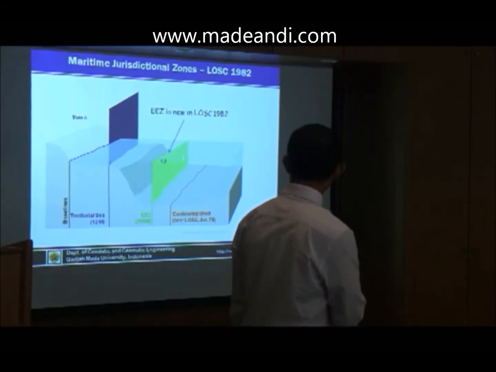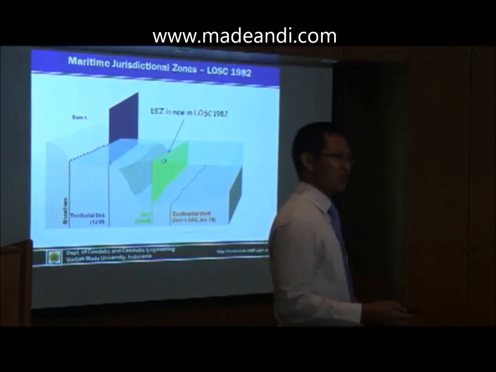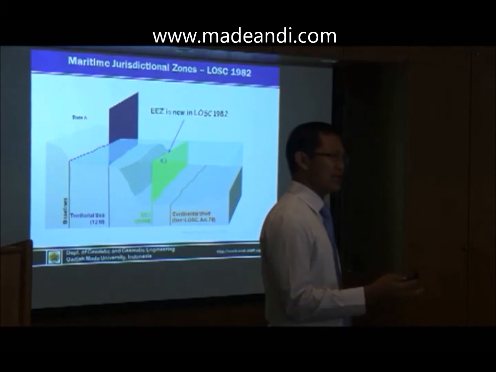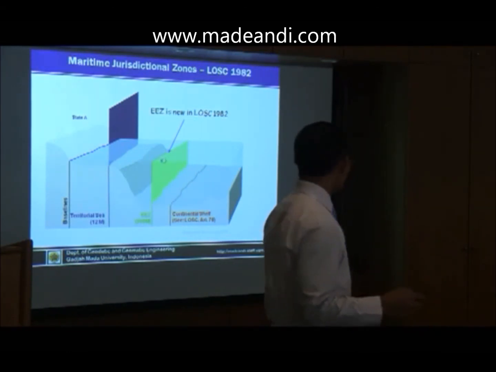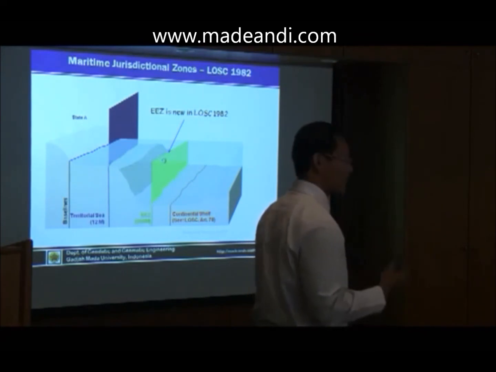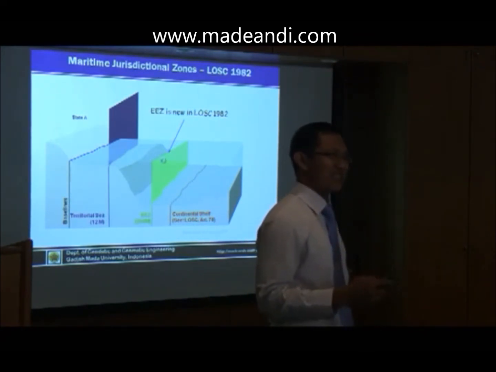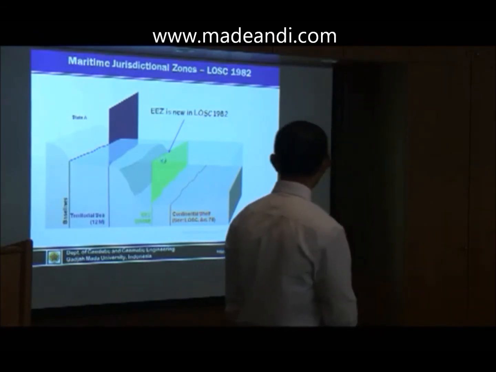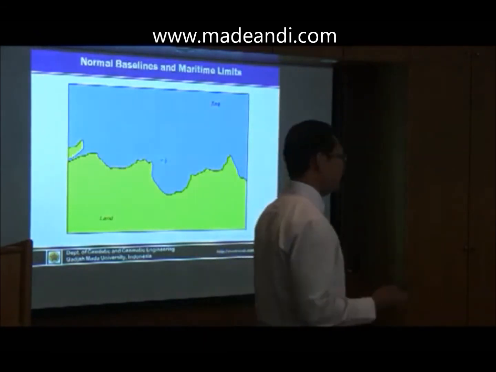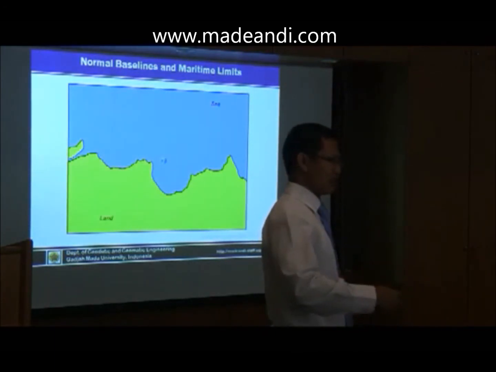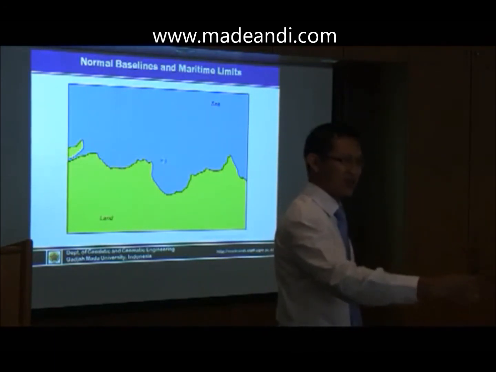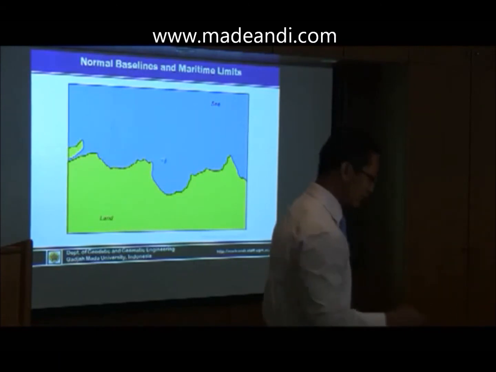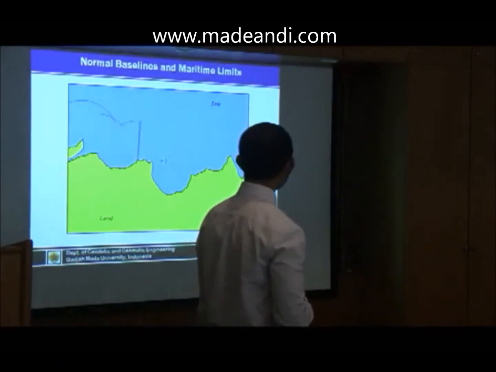And this, in particular, the EEZ, is a new regime. It came only in the 3rd United Nations Conference on the Law of the Sea, which was then accommodated in the Law of the Sea Convention 1982. So before, we did not really recognize this regime. How is it actually done? We talk about the distances: 12 nautical miles, 24 nautical miles, 200 nautical miles from the coastline. This is how it is done actually.